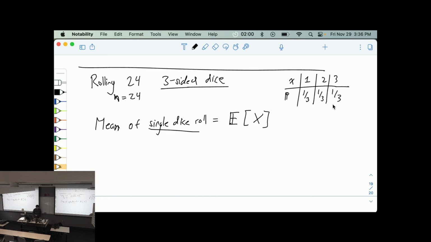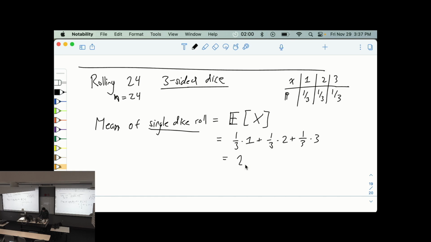So this is the kind of table we saw before. There was a question like this on the midterm. Please calculate the expected value. In this situation, you can use the simple formula: 1/3 times 1 plus 1/3 times 2 plus 1/3 times 3. 1 plus 2 plus 3 divided by 3 is 2.